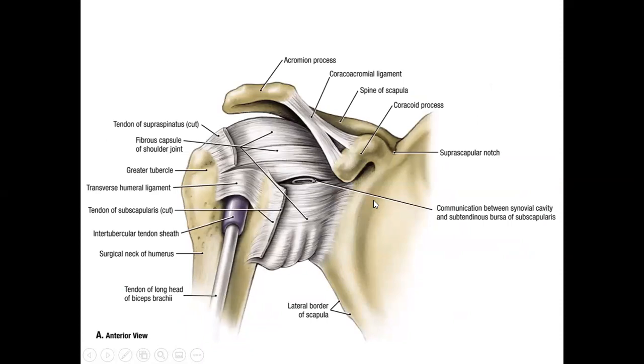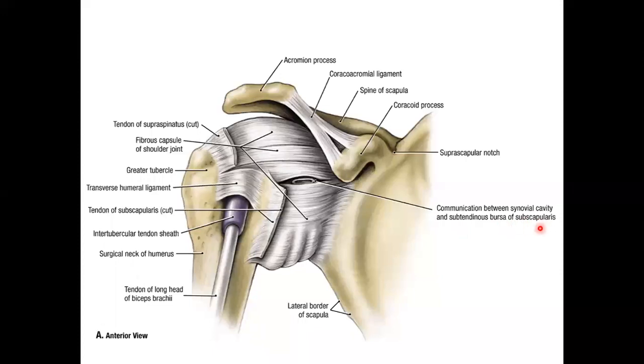All right, so this is an even more detailed picture of the different ligaments for your glenohumeral joint. So again, here's the tendon of the long head of the biceps entering into the joint. You have the transverse humeral ligament here versus the tendon of the supraspinatus. It literally just broke down all the different little pieces. You have the fibrous capsule itself of the shoulder joint made of the tendons of your SITS muscles. And then it's showing you a communication between the synovial cavity and the subtendinous bursa of the subscapularis.